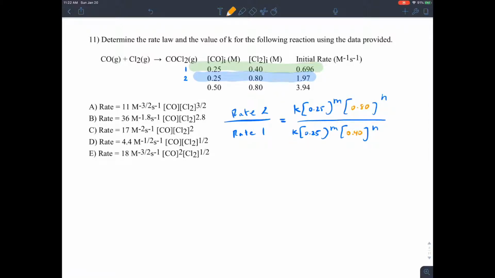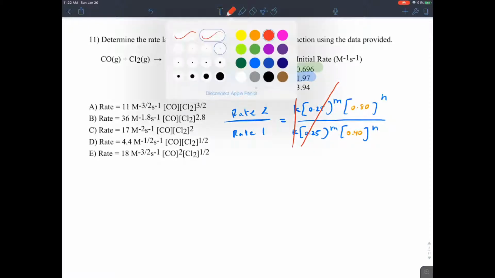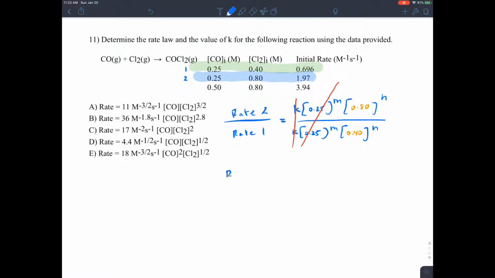Now, doing a little bit of algebra, we see that these guys are the same. The k's are the same, and the concentrations and the exponents are the same here, so I can cancel both of these. So this equation simplifies to the rate of 2 over the rate of 1 is equal to 0.80 to the nth power over 0.40 to the nth power.